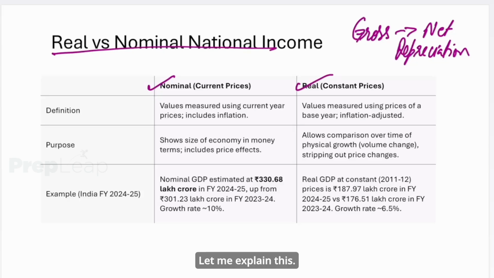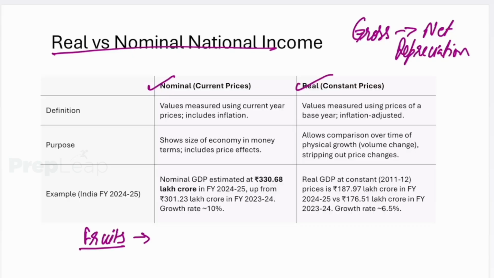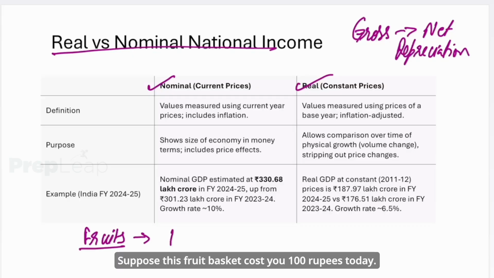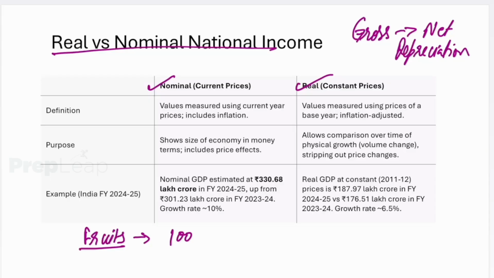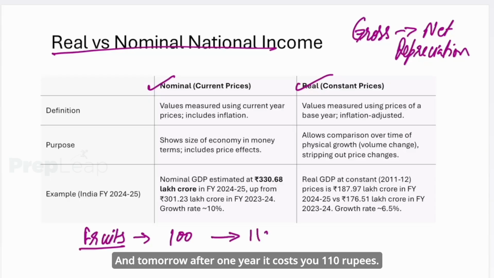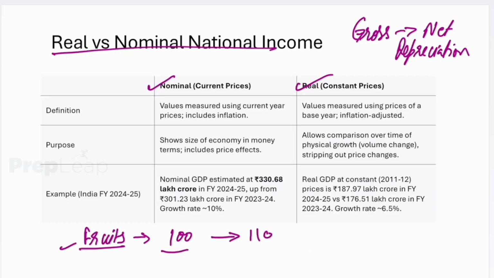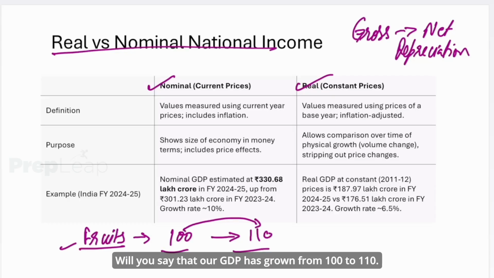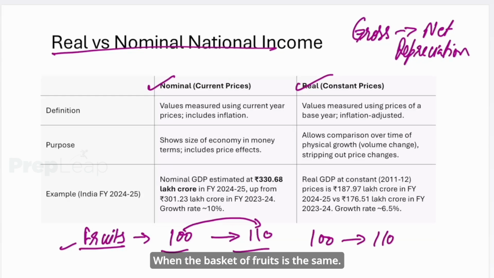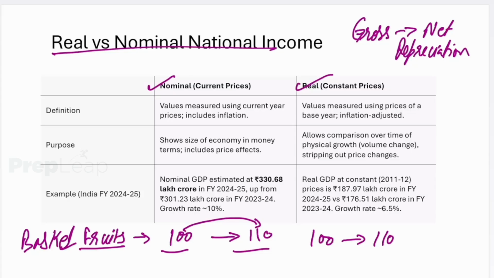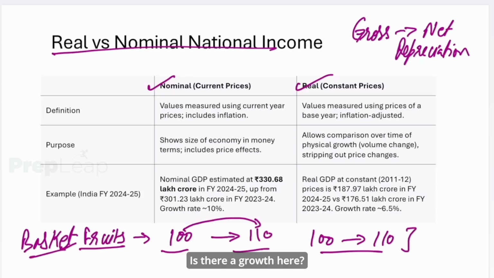So what do we mean by that? Let me explain this. Suppose you had a basket of products, okay, suppose you had fruits. Suppose this fruit basket cost you 100 rupees today, and after 1 year, it costs you 110 rupees. It's the same fruit basket. Will you say that our GDP has grown from 100 to 110, when it is the same basket of fruits? Is there a growth here? That is the big question.